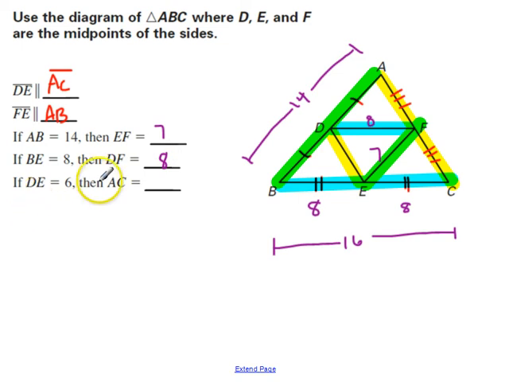And lastly, if DE, the segment here, is equal to 6, then AC is going to be twice as long, which is going to be 12. That's it for this lesson on midsegments of a triangle.